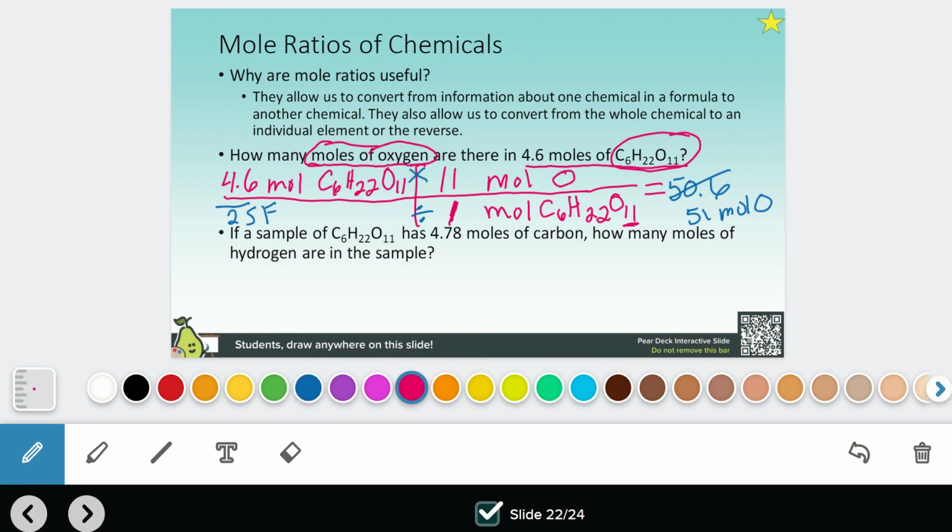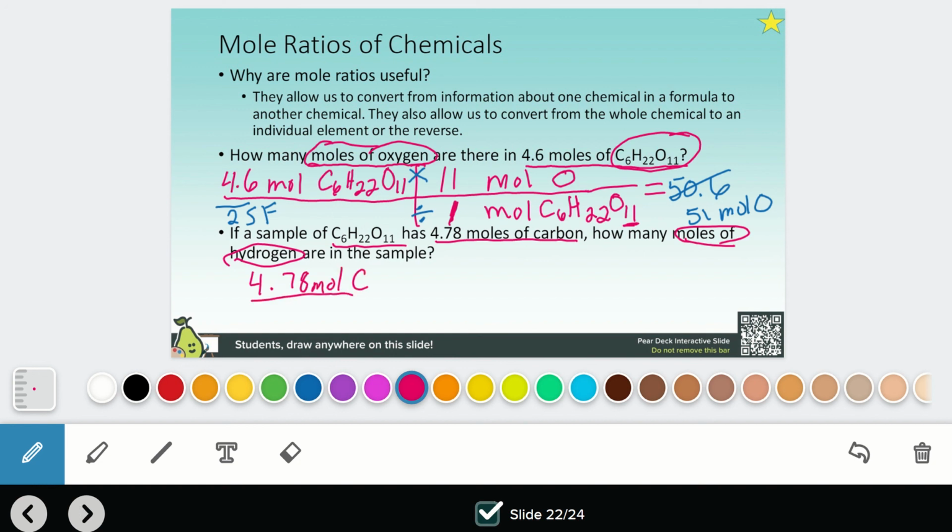If a sample of that same glucose molecule has 4.78 moles of carbon, how many moles of hydrogen are in the sample? So now we're switching between moles of carbon and moles of hydrogen. Okay, so we're talking about this chemical as a reference, but we're really switching between carbon and hydrogen. Okay, so we're going to write down our given, 4.78.